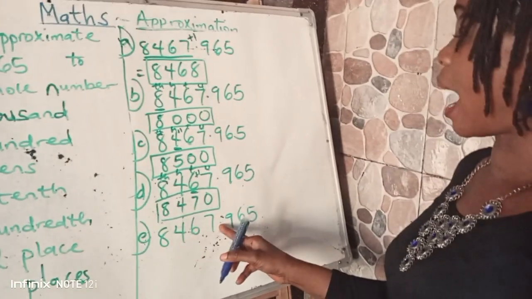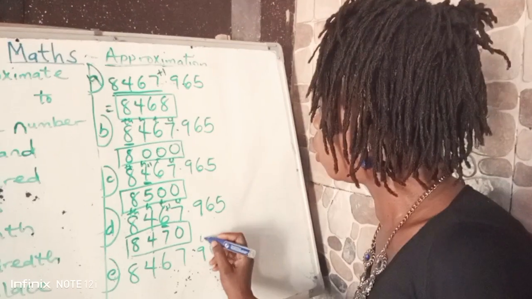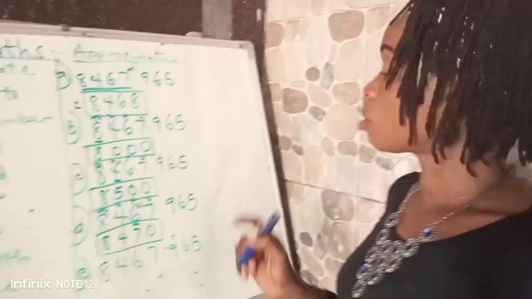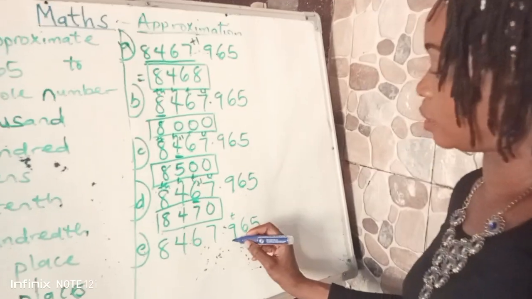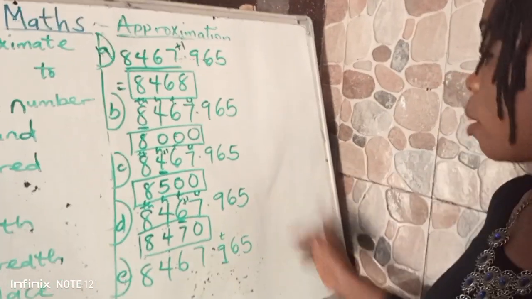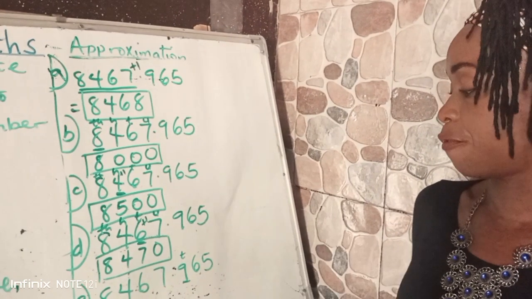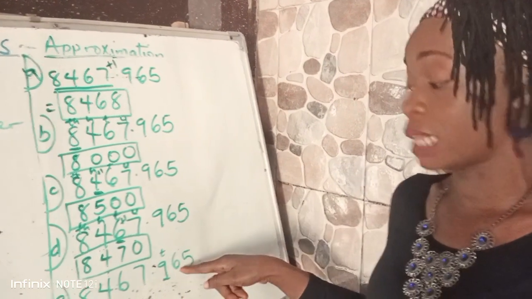The first number after your decimal point is your tenth, so underline it. Now check the next number after 9. Is it more than 5 or less than 5? It is more than 5. 6 is more than 5.